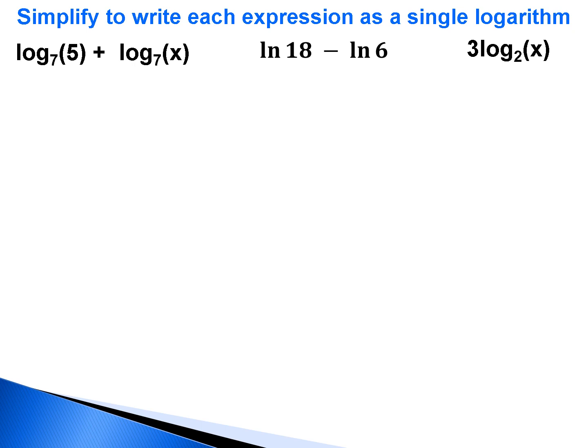Well, my bases are both 7. So yes, they are the same, and that means I can condense it into one logarithm. So this is addition. To combine addition, we change it to one log where we multiply the arguments. So I end up with log base 7 of 5x, so 5 times x. Not too bad, right? Okay, let's look at our next example. Our next example says we have the natural log of 18 minus the natural log of 6.